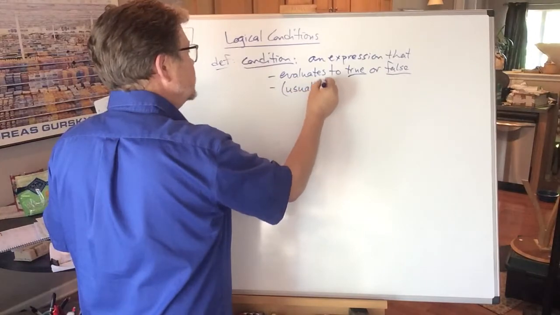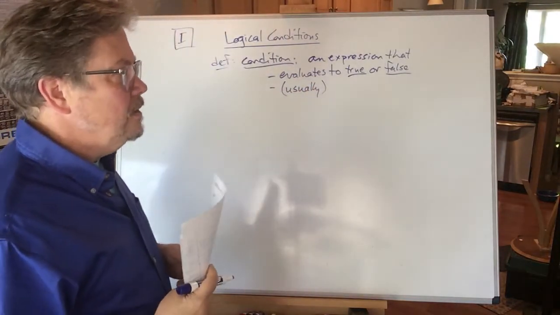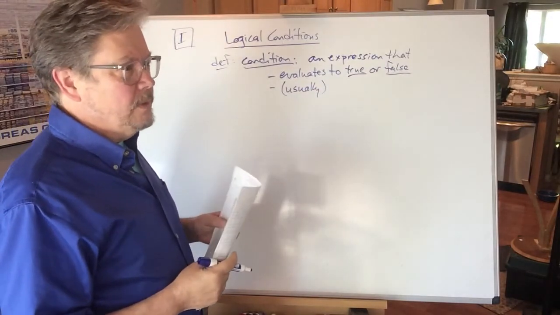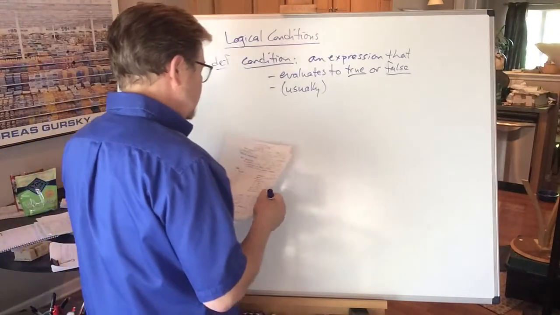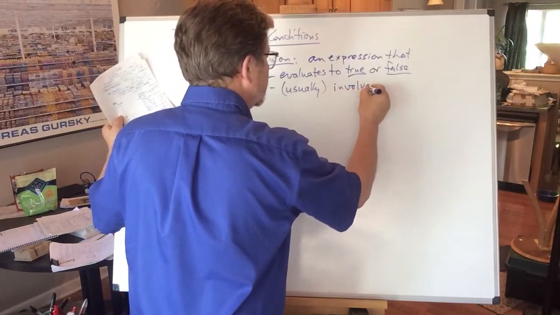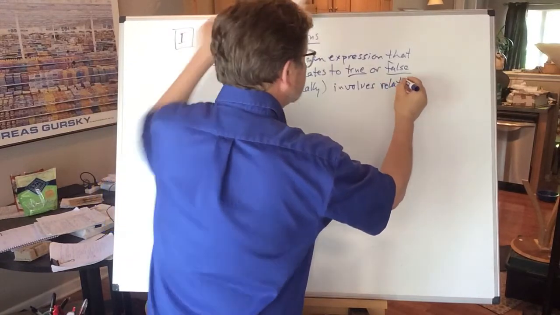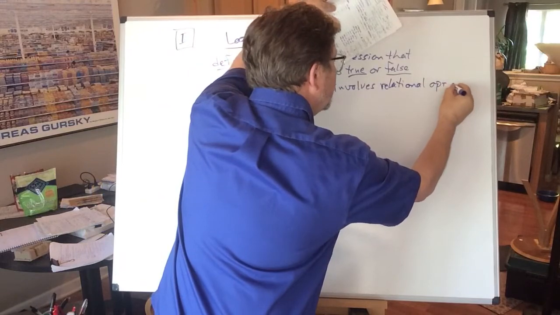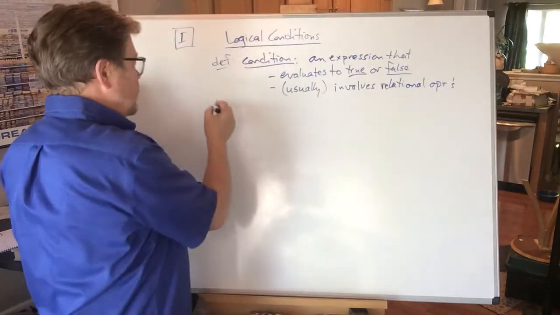I think we discussed this at our class meeting Tuesday. Not everything that's evaluated as a condition in C++ is something that we intend to have evaluated as a condition, so we better be careful. I'm going to say it usually involves relational operators, ROPs for short, which would be great if we knew what relational operators are.